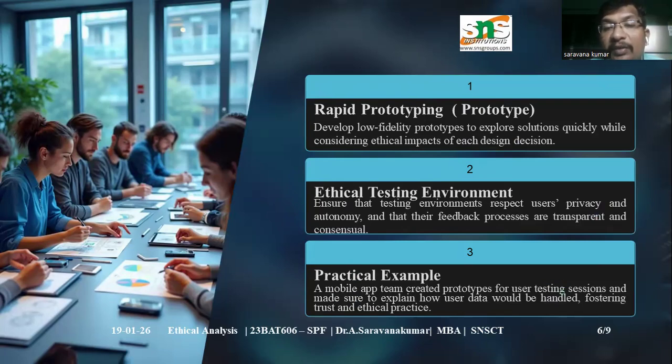Rapid prototyping: develop low-fidelity prototypes to explore solutions quickly, considering the ethical impacts of each design decision. Ethical testing environment: ensure the testing environment respects users' privacy and autonomy, and that the feedback process is transparent and consensual. So don't hide anything; it will be transparent to everyone. A practical example: a mobile app created a prototype for user testing sessions and made sure to explain how user data would be handled, fostering trust and ethical practice.